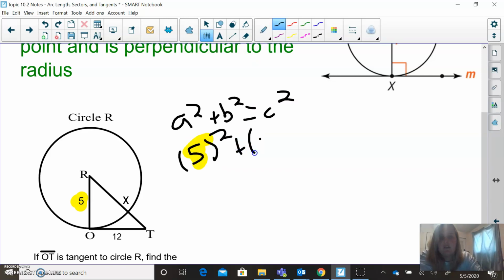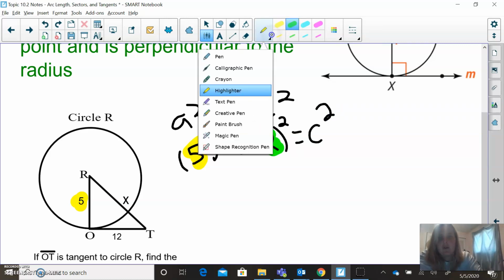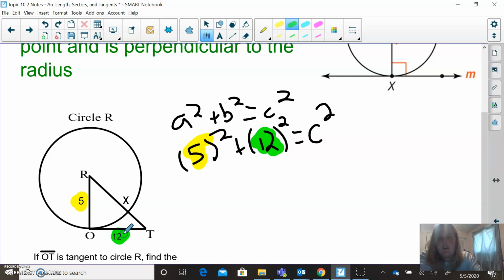And then plus 12 squared. Again, that came directly from the problem. So c squared, and that is over there. So instead of saying c squared, we can say x squared. X is the longest side. If you wanted to use C, you could still use C, but we're trying to find X.